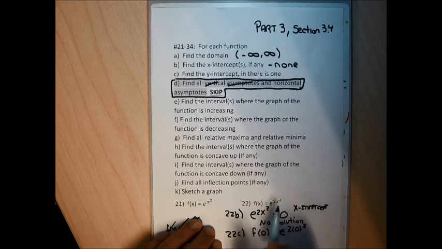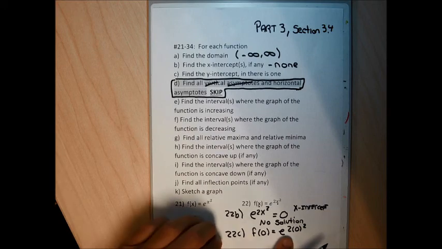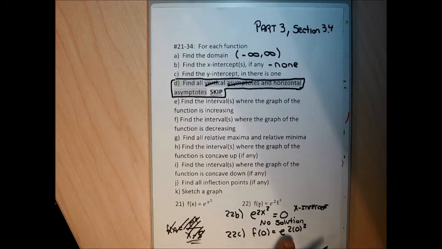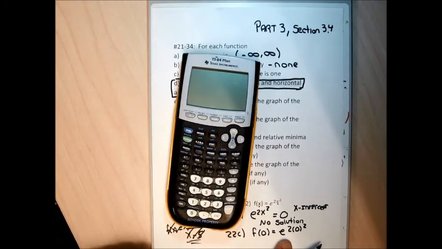So I went to the original function, f of x equals e to the 2x squared, changed that to a 0 and that x to a 0. That I can do in my head, but I'll do it on my calculator just in case you can't do it in your head.